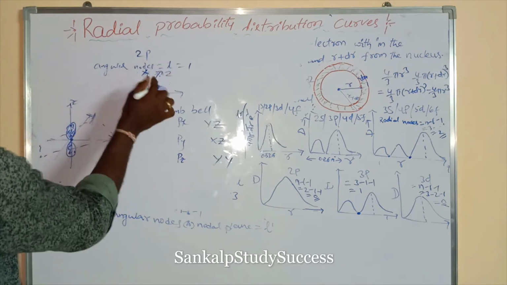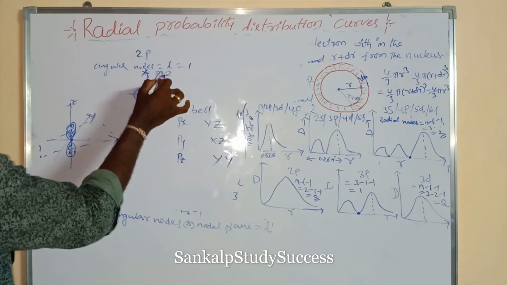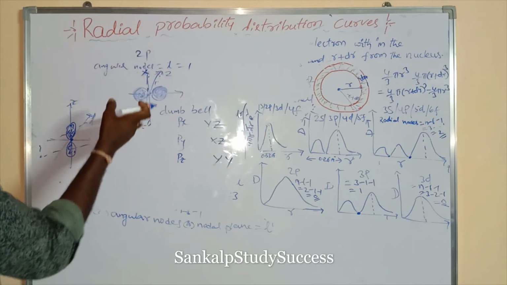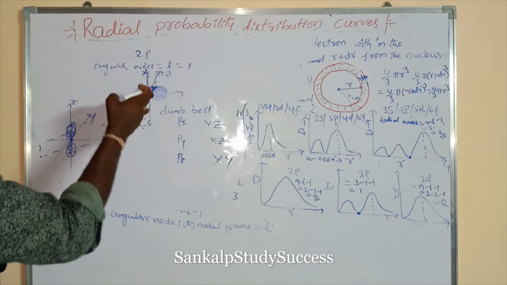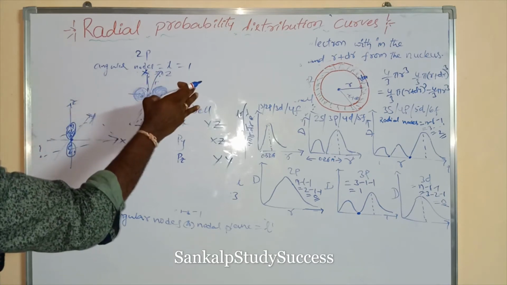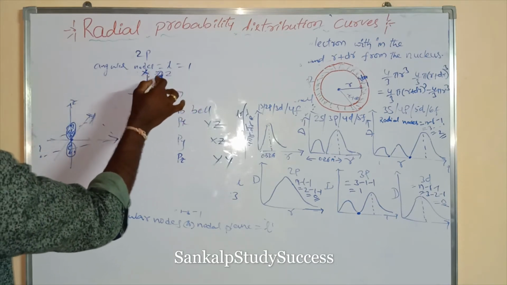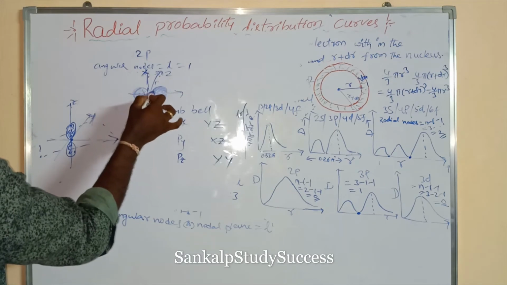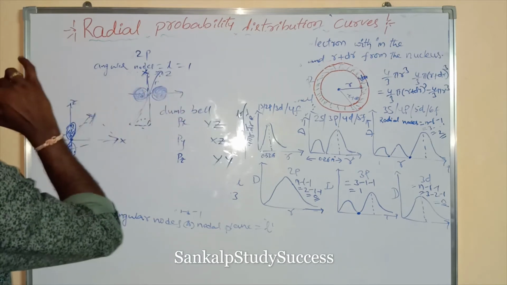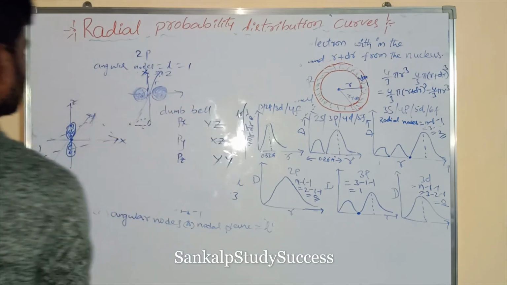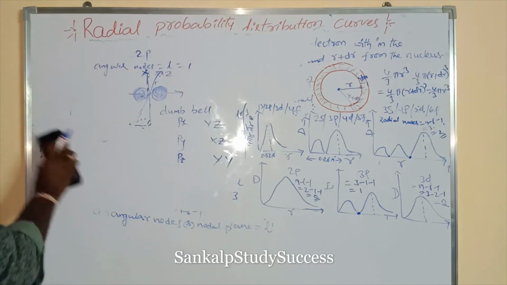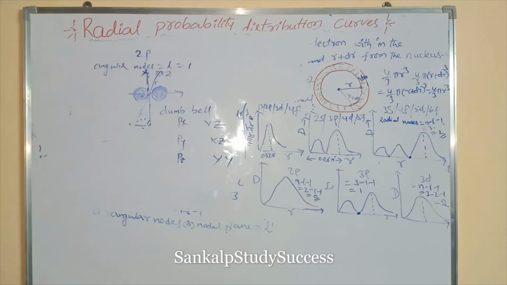And here the one nodal plane, like the xz nodal plane, separates the two lobes on the y axis. The yz plane separates two lobes on the x axis, that is px. So these are the angular nodes.